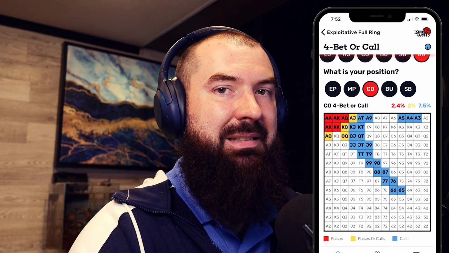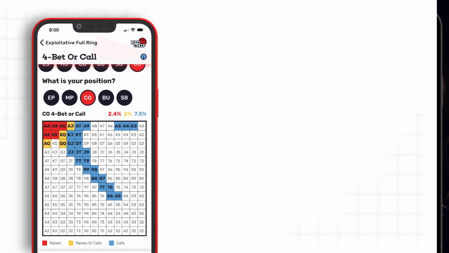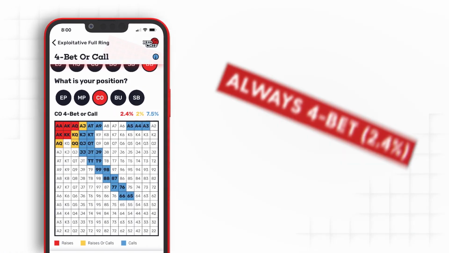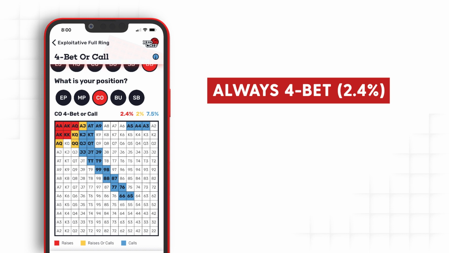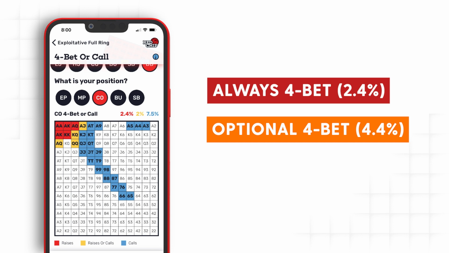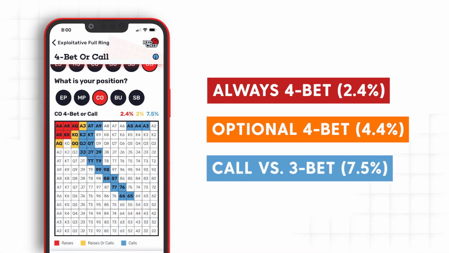Notice that of this entire roughly 12% continuance range, we have the always 4-bet hands at roughly 2.4%. We have the always plus the optionals at 4.4%, and then the rest of the playable or continuance hands all get shunted into the call versus 3-bet range. Everything else, of course, would get folded. That's not included here. So what is going into these optional hands, right? These kind of yellow, could be 4-bet, could be calls.